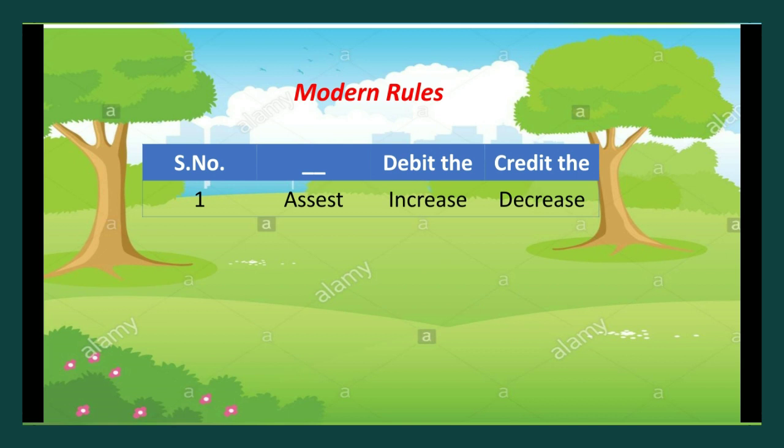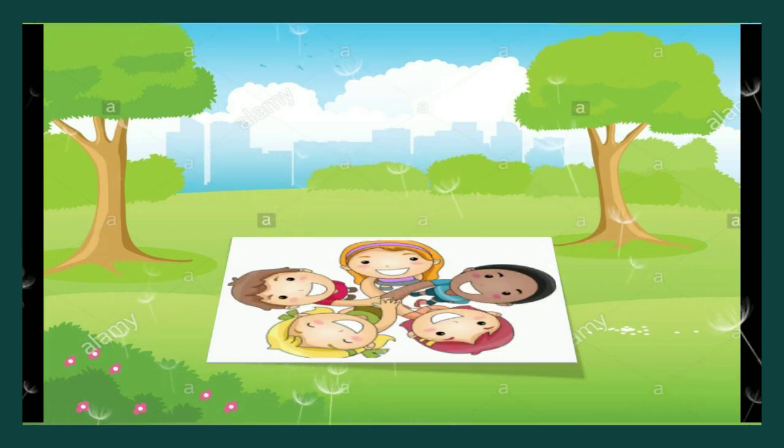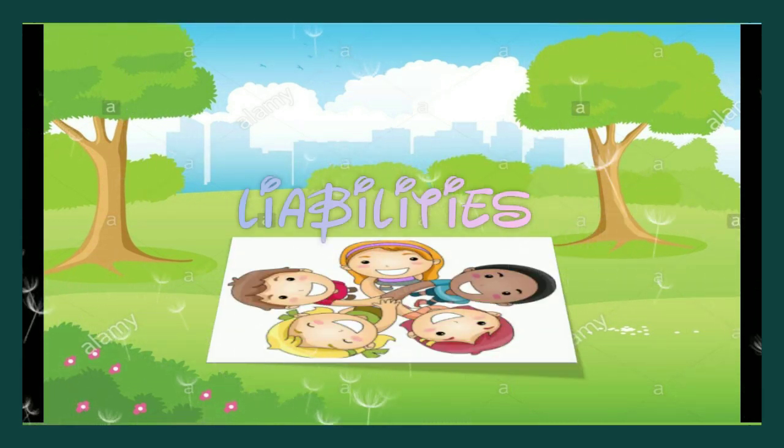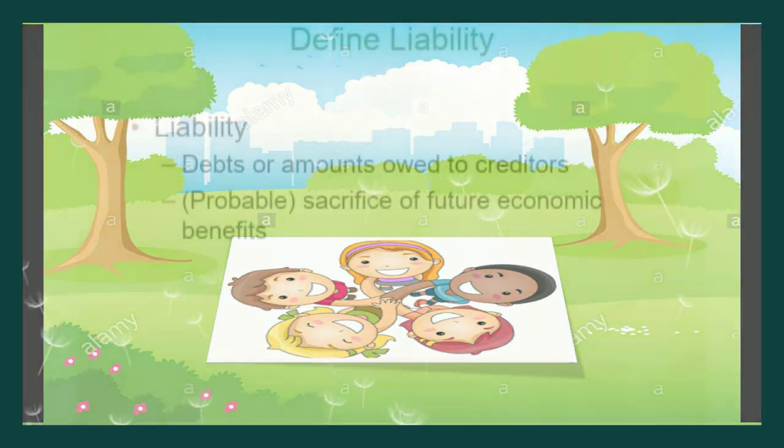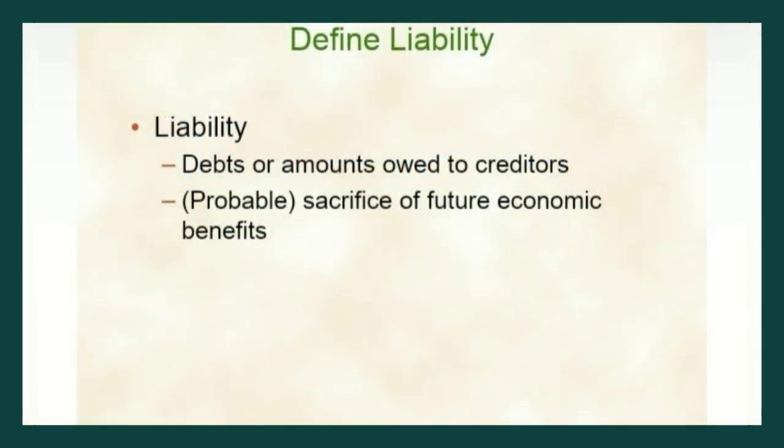On the other hand, there was another group called liabilities. Now, what are liabilities? Liabilities are anything which is owed by the business entity to someone. Some of these friends are debts, etc.